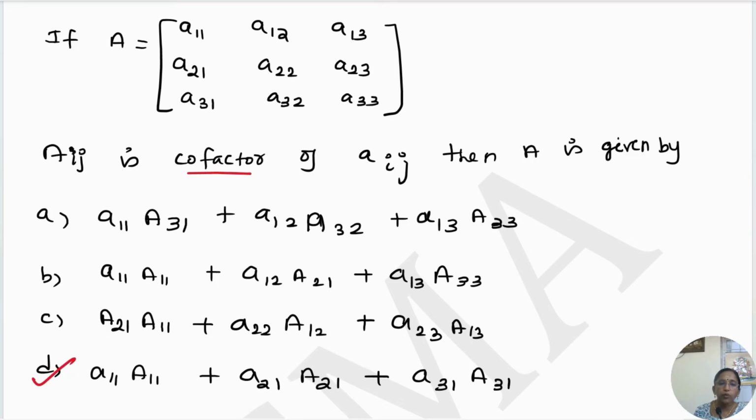So here look at your option D. In option D, A11 into A11, A21 into A21 and A31 into A31. So option D is our correct answer. So you have to check your given data matrix, which is the cofactor of which, and then decide your answer.